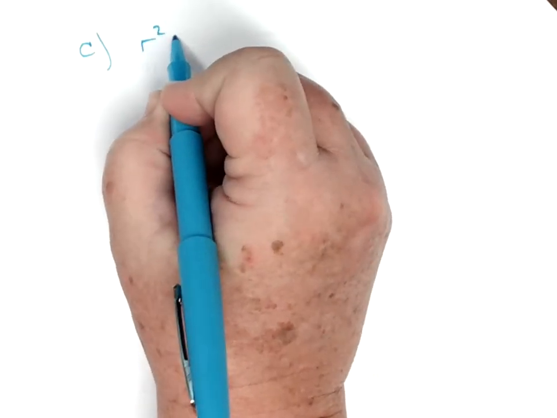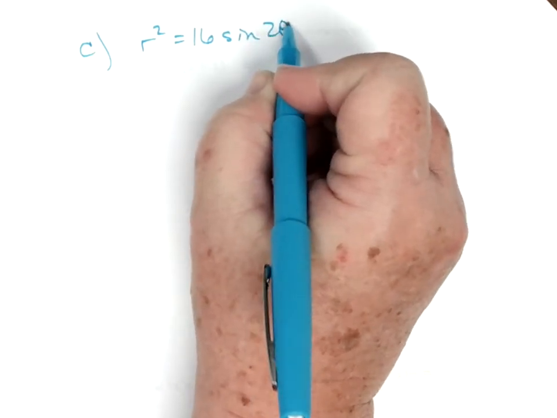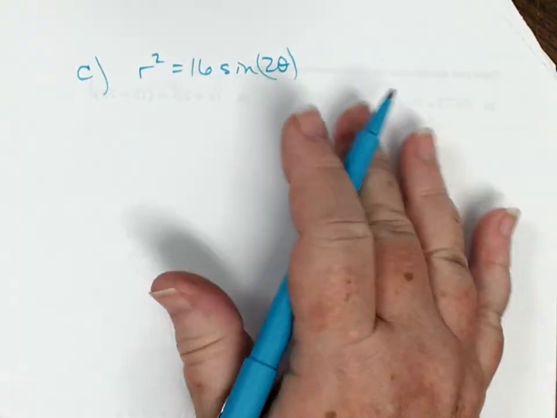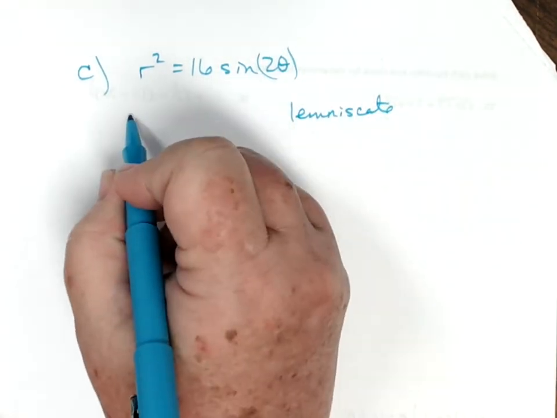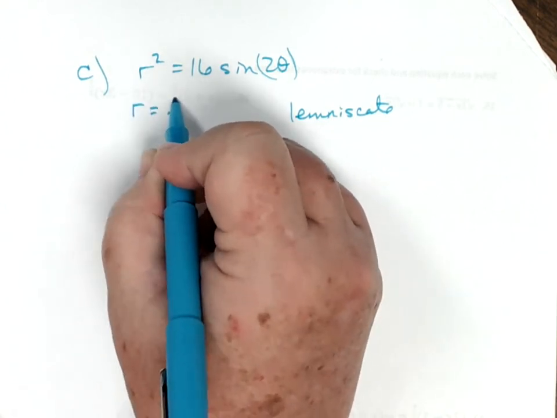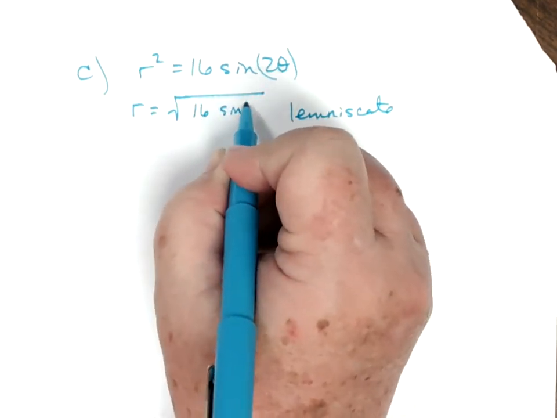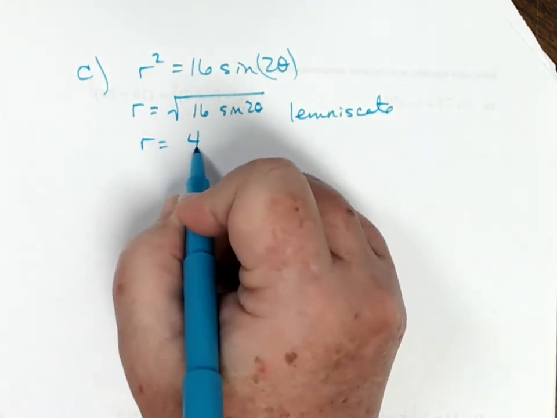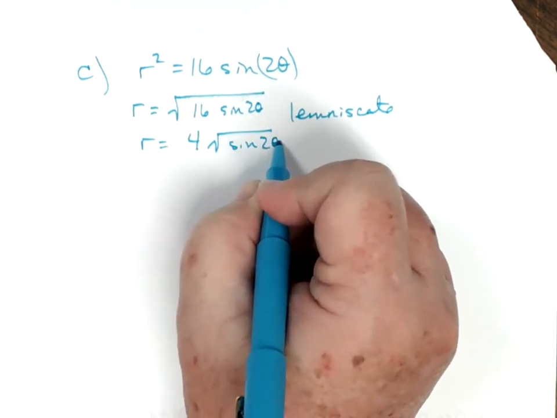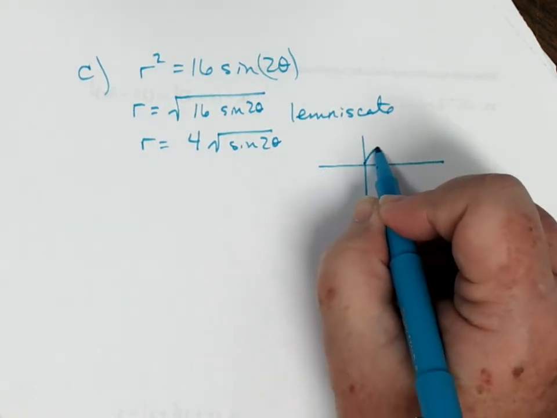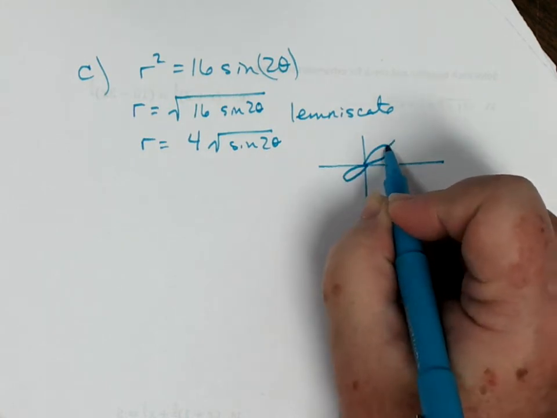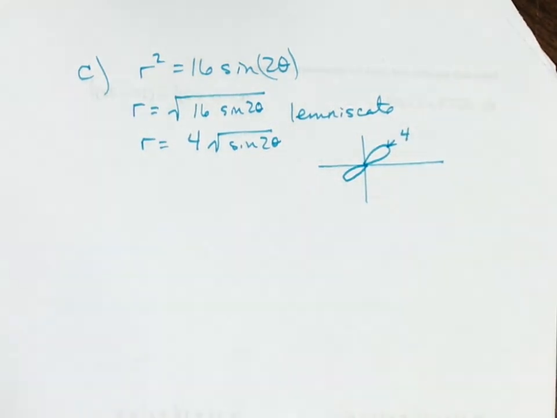The next problem, R squared equals 16 sine of 2 theta. Well, it's an R squared problem, so I know that this is a lemniscate. And I'm going to rewrite it as R equals the square root of 16 sine of 2 theta, R equals 4 square root of sine of 2 theta. So I know that it is going to be oblique because it's sine. And I know that the length of the petal, right there, will be 4.